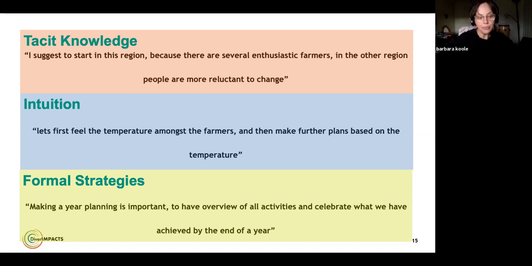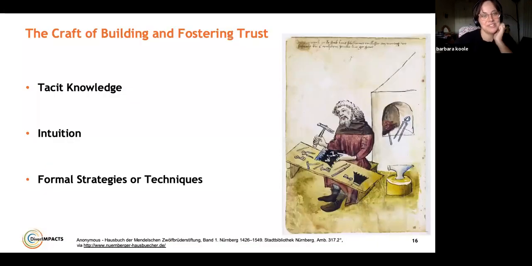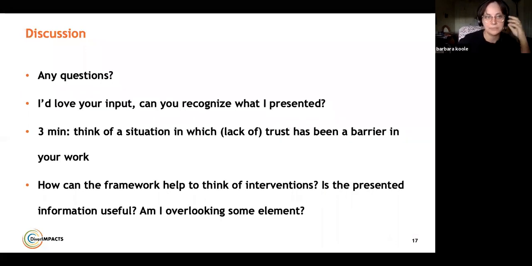Feeling the temperature. And then thirdly, more formal strategies that can also really play a very important role in fostering trust, and that are maybe a bit easier to transfer. So for example, making a year planning and then having an overview of all activities and being able to celebrate goals that have been achieved. So this is a more formal strategy that also aids the process of fostering trust. So I would say that this craft of building and fostering trust consists of these three elements: tacit knowledge, intuition, and formal strategies or techniques.